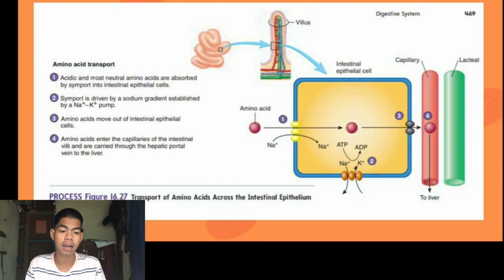After entering the cell, amino acids move out into the blood capillaries and are carried through the hepatic portal vein to the liver. So the liver then processes them and sends them to the rest of the body, where they are used to build proteins and provide energy if needed.